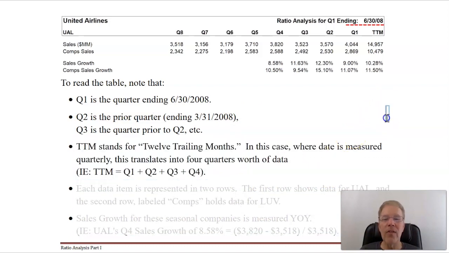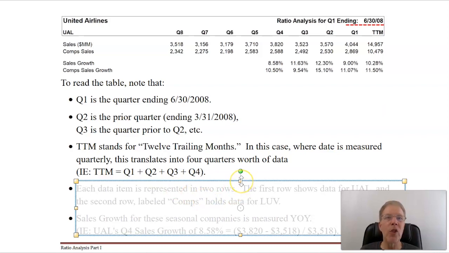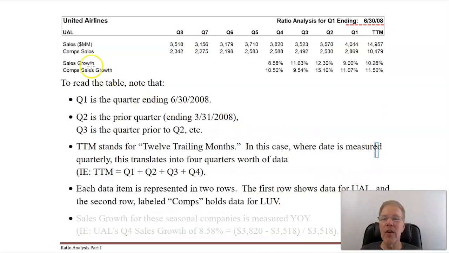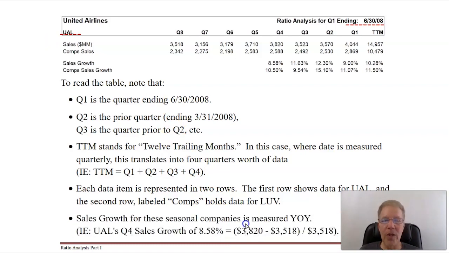So TTM stands for trailing twelve months, like we said, and you saw how that added up algebraically from Q1 through Q4. Each data item is always represented in 2 rows. The first row is always going to be UAL. We know that because up here it's telling us that UAL is the primary company that we are looking at, and we're just comparing it to Southwest. For these seasonal companies, the sales growth is measured year on year, for the reasons that we described.